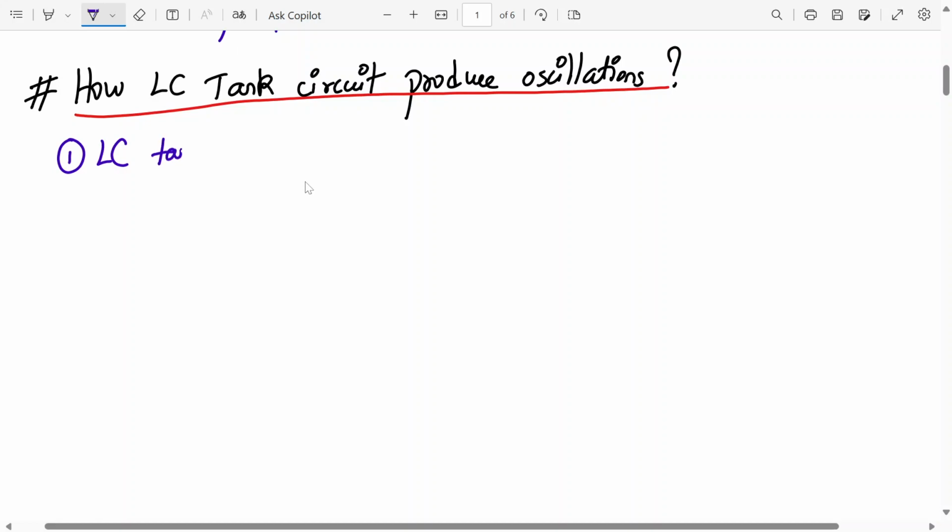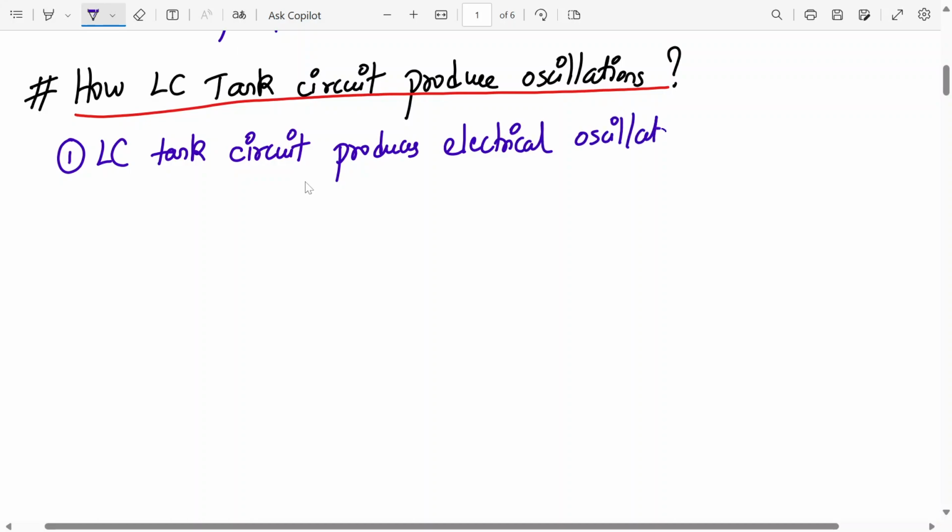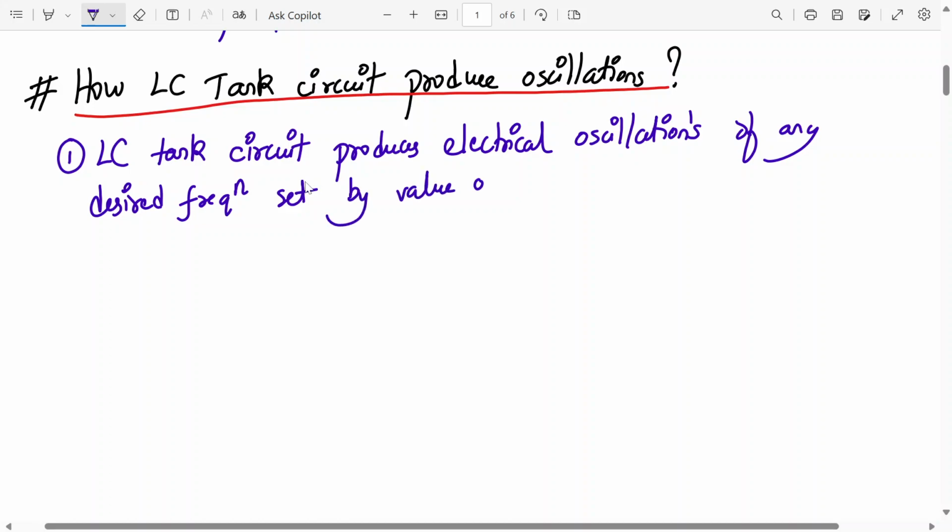The LC tank circuit produces electrical oscillations. The LC tank circuit produces electrical oscillations of any desired frequency set by the values of L and C. Okay, it produces oscillations set by the values of L and C. All right.